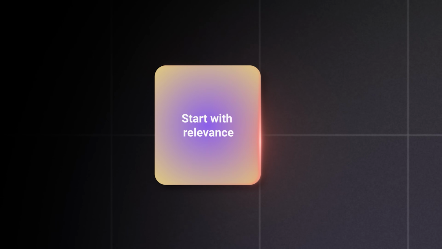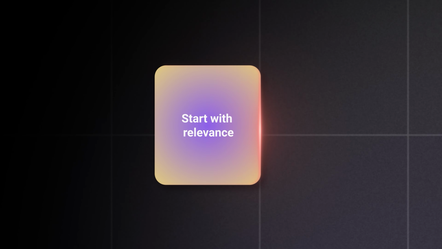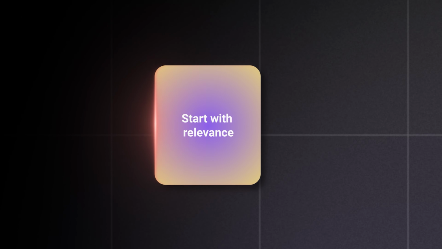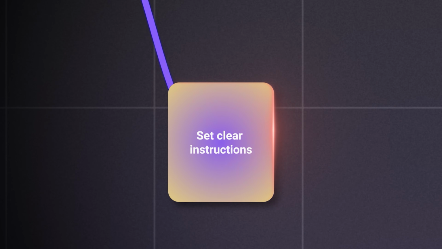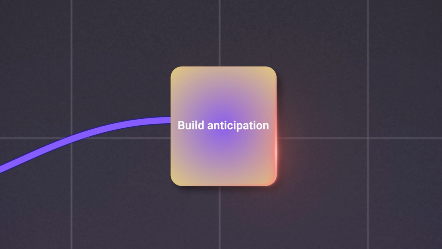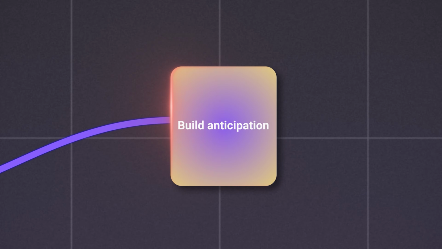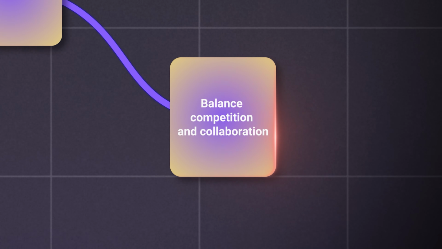Here's what great research and great facilitation agree on for best practices. First, start with relevance. Always connect the activity to a real challenge or scenario learners face. Set clear instructions. Ambiguity kills energy. Build anticipation. Frame it as a challenge or a mystery to solve. Balance competition and collaboration. Add energy, but keep it safe.